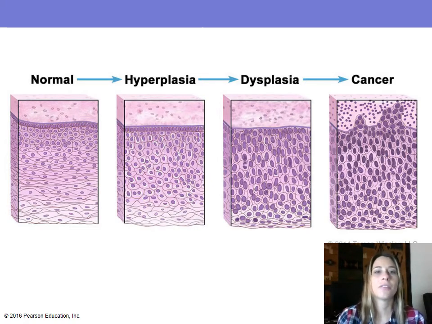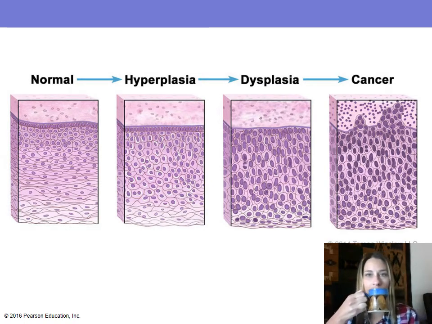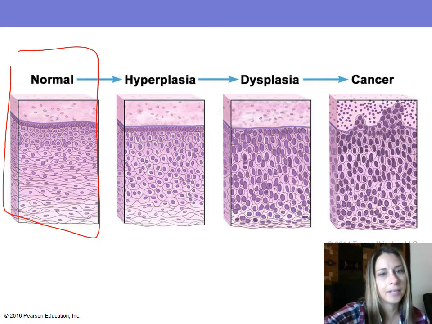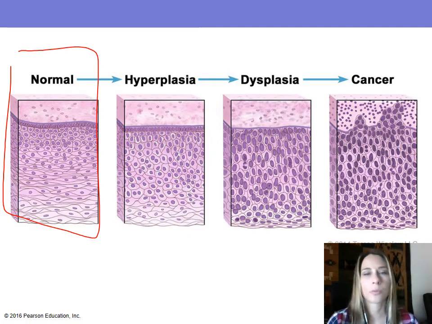So here's an example of how you can use those types of stains. Okay, so here's an example of how you can use those stains to start looking at tissue and seeing, is this healthy tissue or something more sinister going on here? So on this side, we have an example of what we call normal tissue. We'll see a lot of these later on.